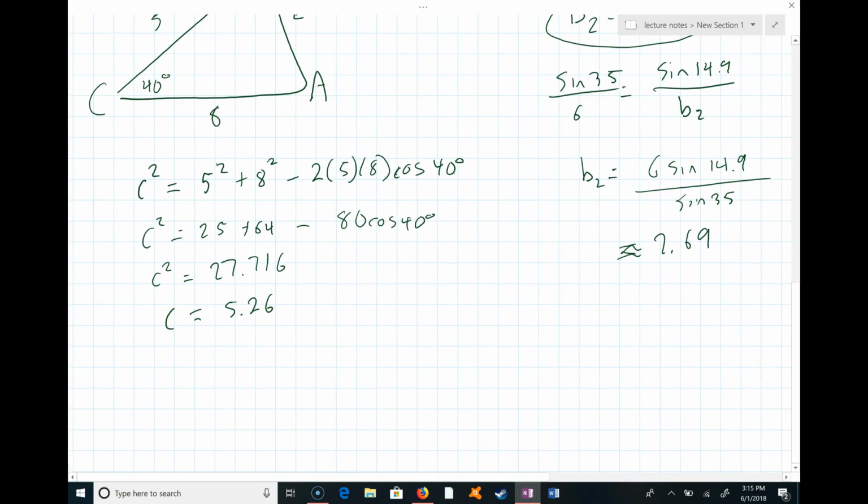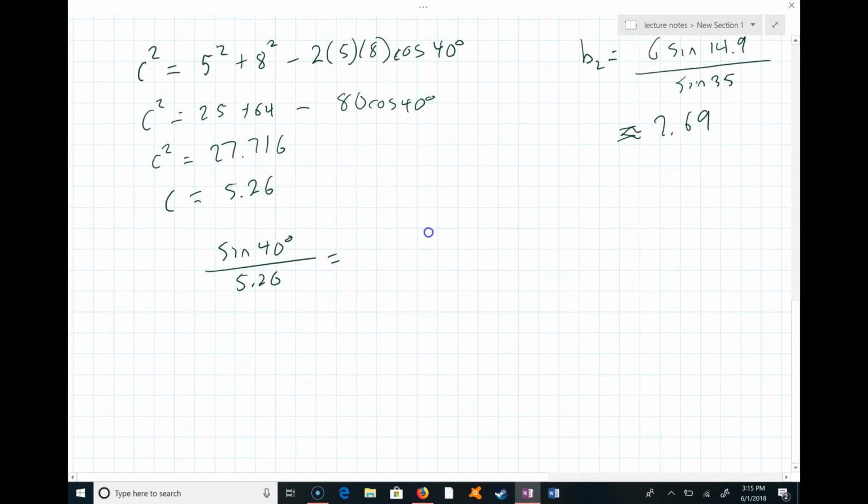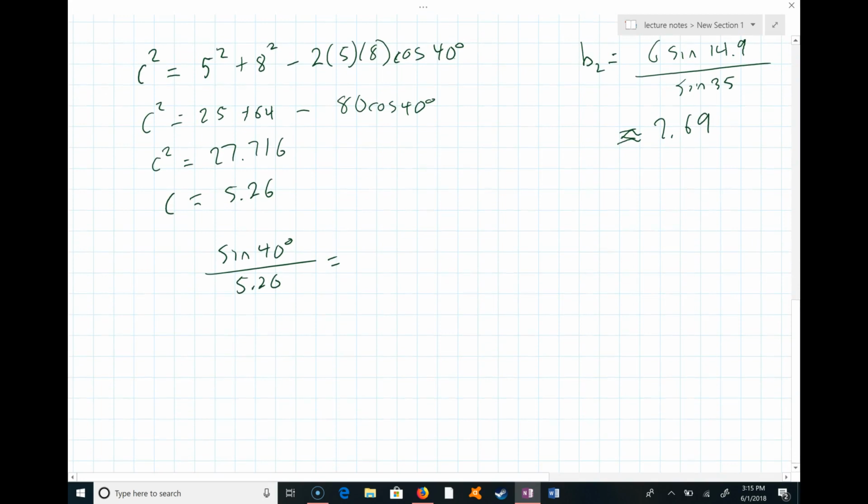Because now we have sine of 40 over the side opposite, 5.26. And we can set that equal to either one. Now, one other thing with law of cosines, when we go to find the next angle, because all we have left is A and B, because we just found C, right? It's important that you find the biggest angle last, because the biggest angle could be an obtuse angle. And remember, when we're using law of sines, arc sine will not give you an obtuse angle, right? Because the answer for arc sine is between negative 90 and 90.